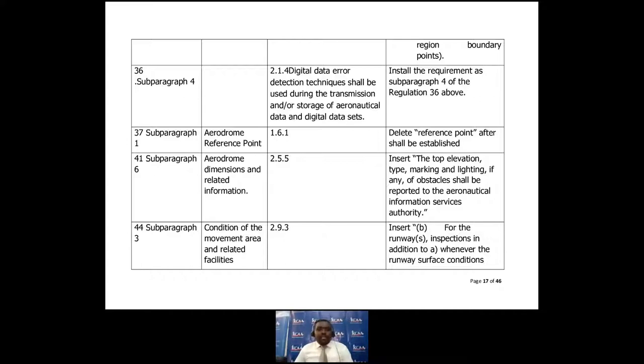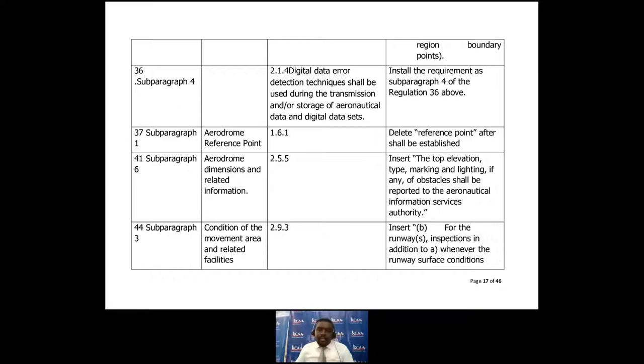And then regulation 37, sub 1, aerodrome reference point. So we deleted the word reference point after shall be established. Yeah, that is for clarity. Then regulation 41, subparagraph 6, aerodrome design and related information. That was from ICAO Annex 14, section 2.5.5. So we inserted the top elevation, type, marking, and lighting, if any, of obstacles shall be reported to the Aeronautical Information Services Authority.